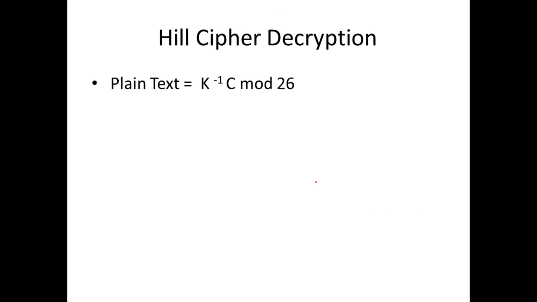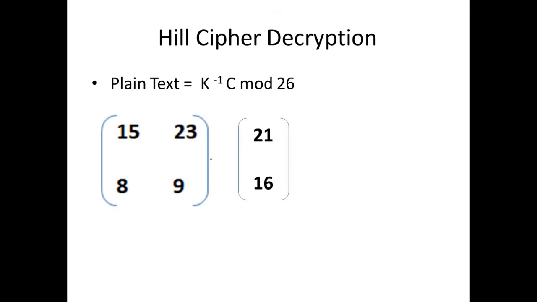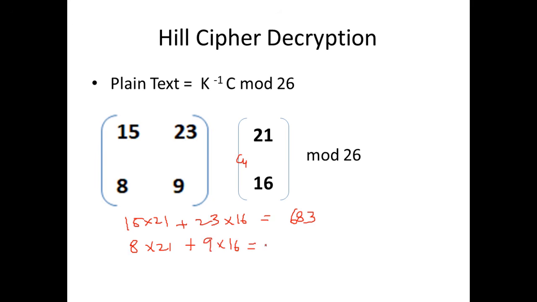Let's go to the next computation. So again we take the key, we multiply that with C4, the ciphertext vector C4, and we perform a mod 26. This is nothing but 15 into 21 plus 23 into 16, that is equal to 683. And likewise 8 into 21 plus 9 into 16, that is equal to 312. Now you perform a mod 26 on this.